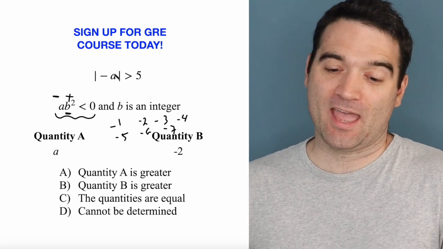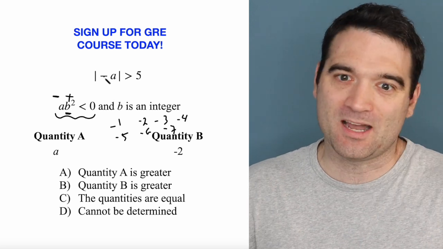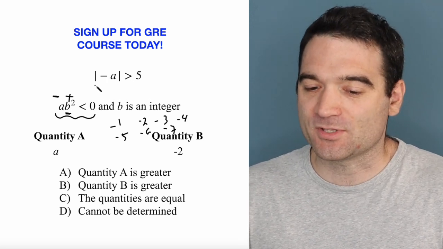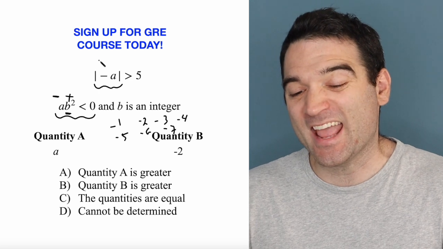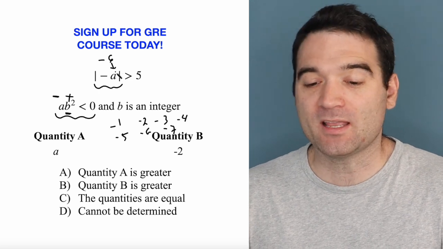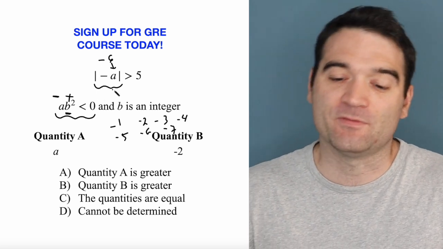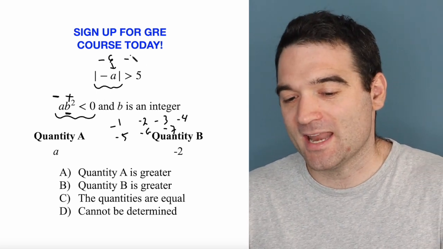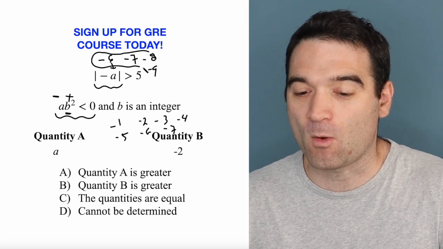And it's negative a, so that thing is going to be a positive number, and then it's going to be an absolute value, which makes it positive anyway. So let's think of some numbers that could work here for a. Well, a could be -6, right? If I plug in -6 for a, then it becomes negative -6, so positive 6. I take the absolute value, that is greater than 5. It could be -7, -8, -9, right? These are the types of numbers that work.